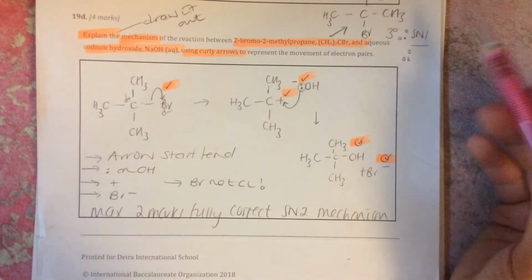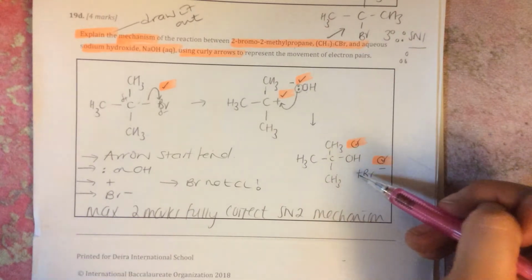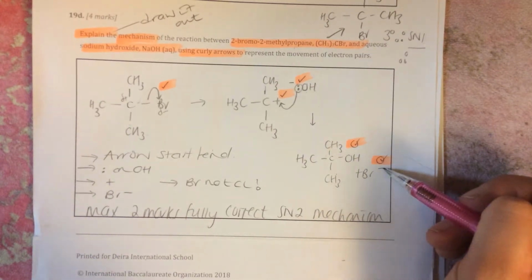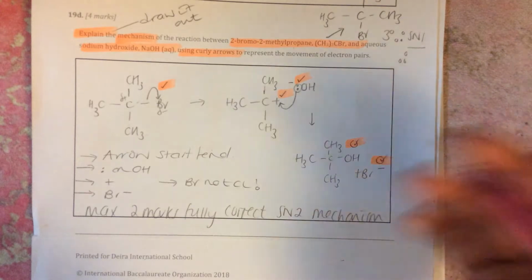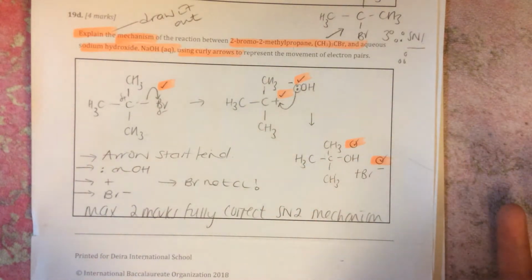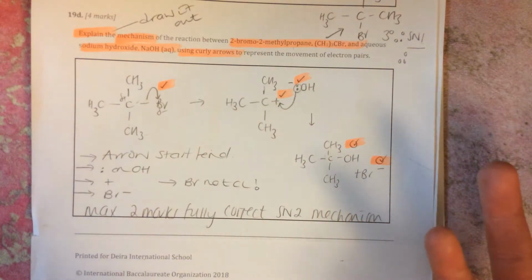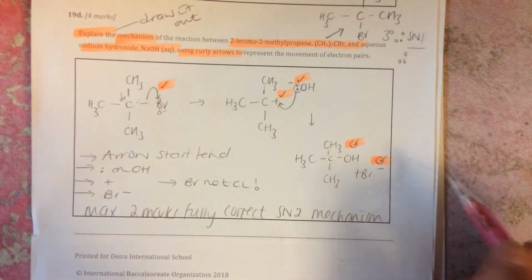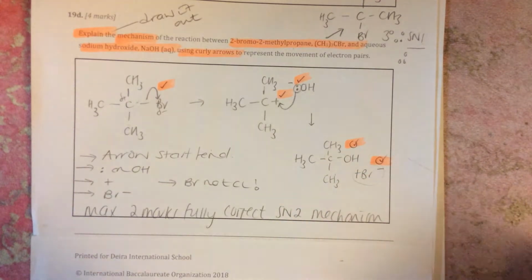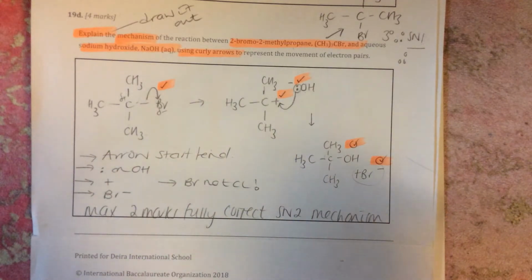And then the last mark comes from 2 points. You have to have your product correct, and then you also have to have a bromine ion being released. Now if you've written NaBr, they may not give you the marks for that. Again, it depends on the question. Sometimes they will, sometimes they won't, but writing bromine will always get you the marks, because the mechanism is about the things that are actually involved in the reaction.